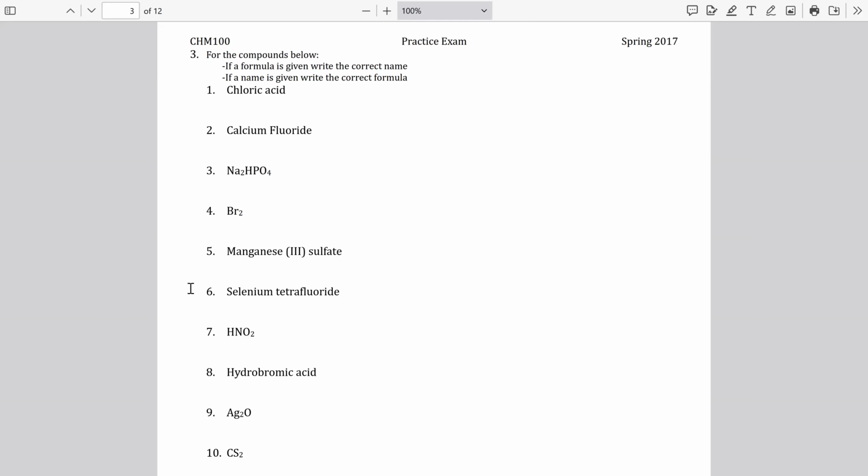So chloric acid, ic came from an ate, right? So we need chlorate. So chlorate looks like this. So then the acid form is add enough H pluses to make it neutral. It's only a -1 charge, so we only need one H plus. So HClO3. Okay.